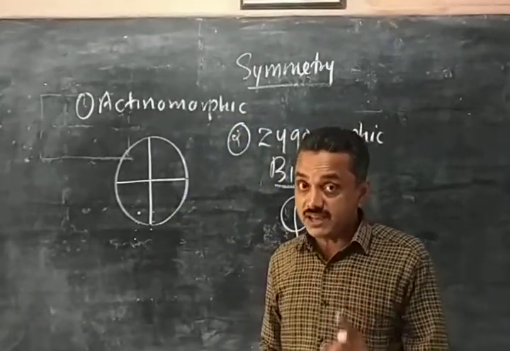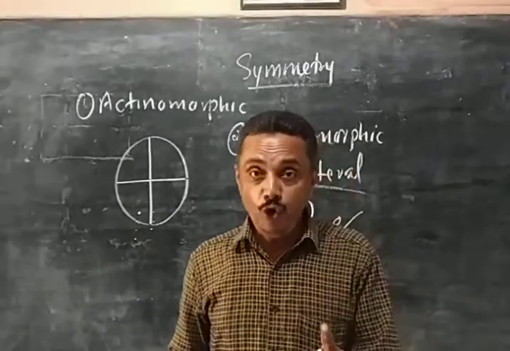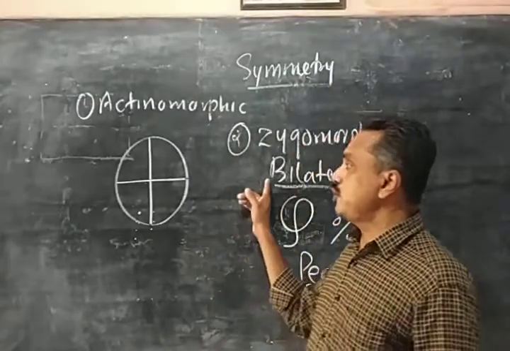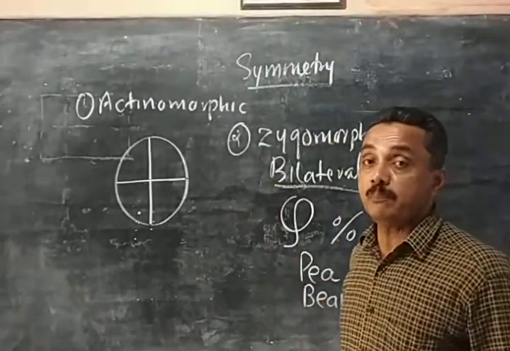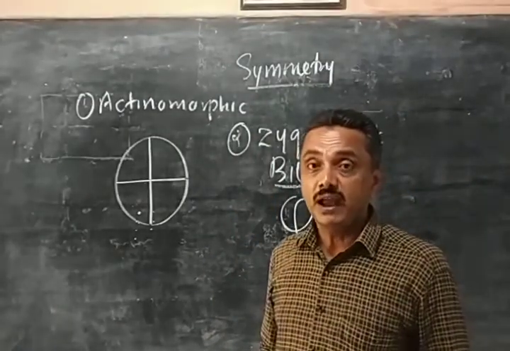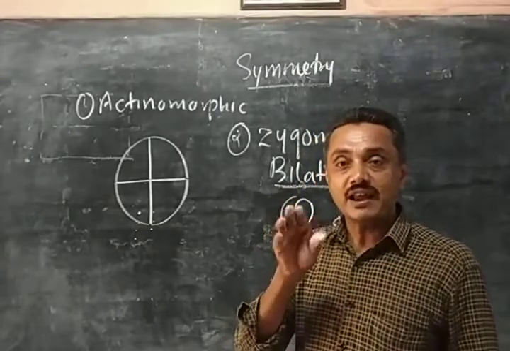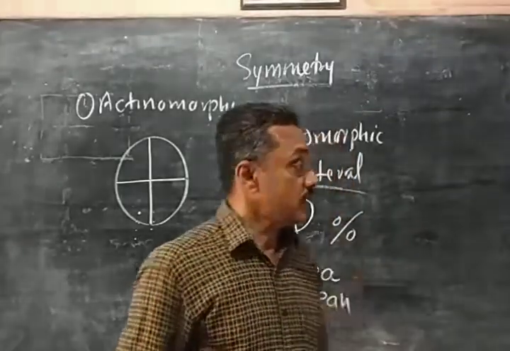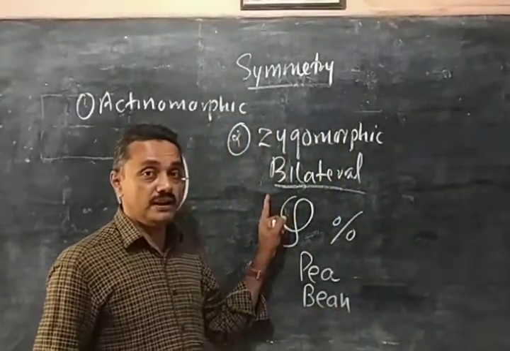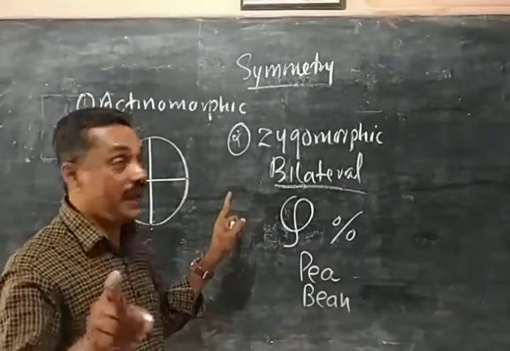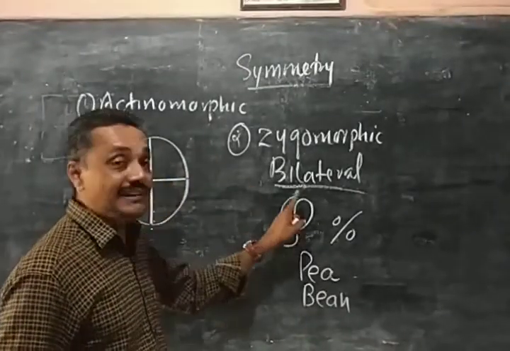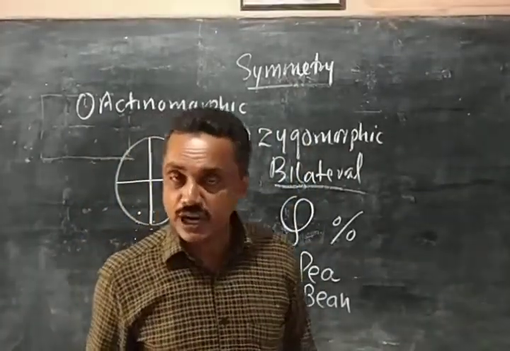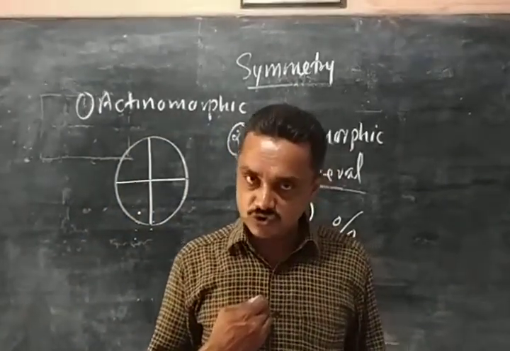The flowers which can be divided into equal halves in one plane only are called zygomorphic. In the case of beans or pea plant, you can see the beans flower, pea flower. It is not circular; it is somewhat compressed like that. Such flowers are called zygomorphic. Equal halves in any plane are called radial symmetry. Equal halves in one plane are called bilateral symmetry or zygomorphic, similar to human beings.